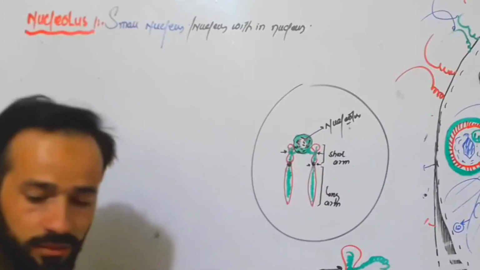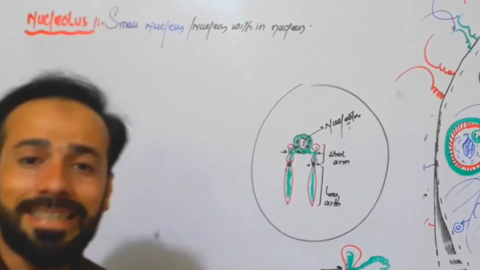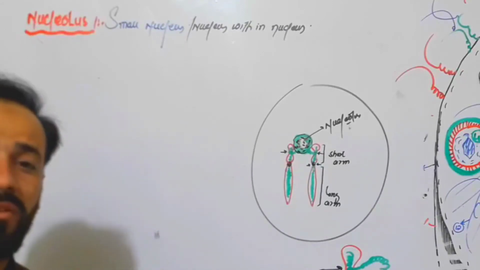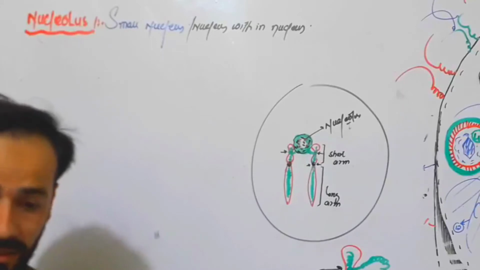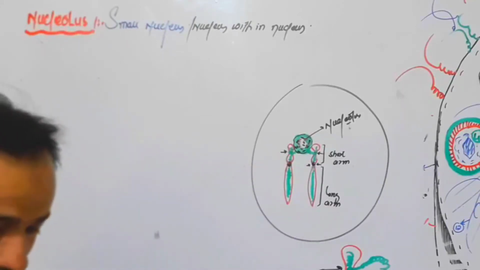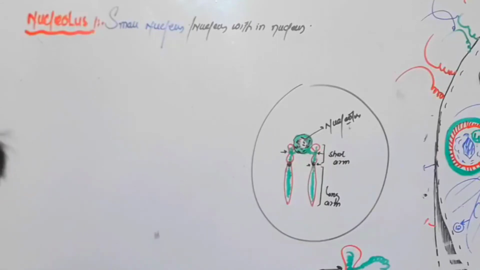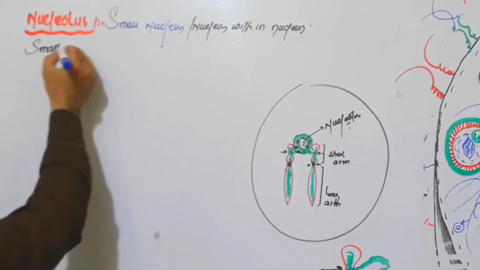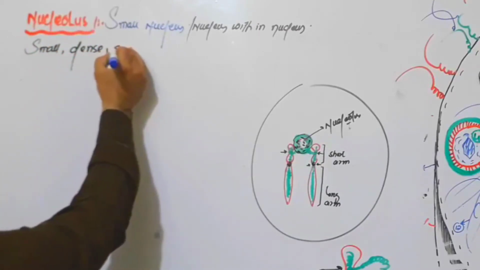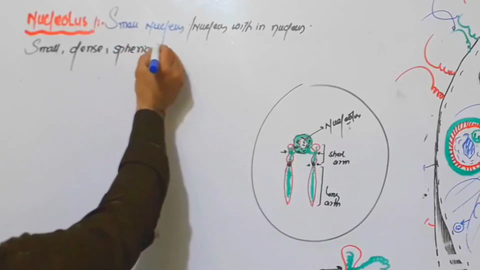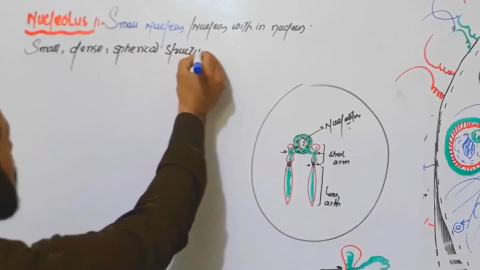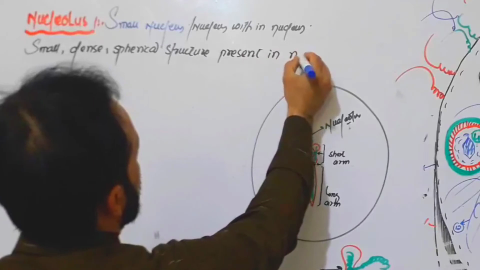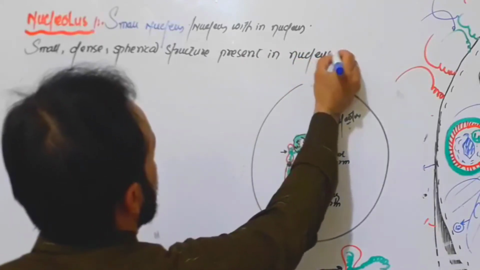So let us define the nucleolus. Nucleolus is a small dense structure, which means it contains lots of fibers, lots of RNAs, lots of proteins and lots of ribosomal DNA. So nucleolus is a small, dense, spherical structure present in the nucleus. So it is situated in the nucleus, right?